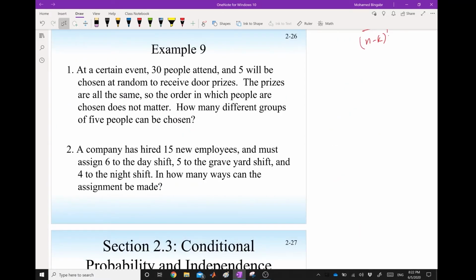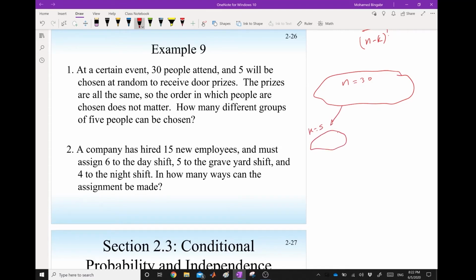So let's solve this problem. At a certain event, 30 people attend and 5 will be chosen at random to receive door prizes. The challenge about these problems is to decide: does order matter or not? So do you use permutation or do you use combination? So let's see in this example. At a certain event, 30 people attend, so n equals 30, and 5 will be chosen at random to receive door prizes, so that's k equals 5.